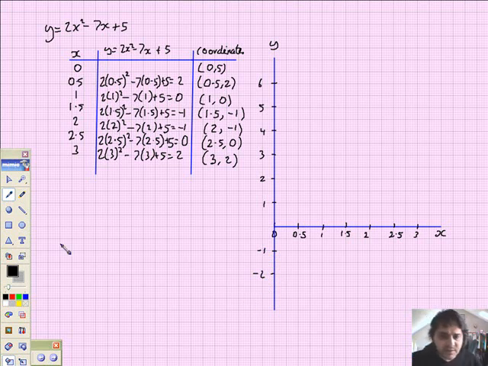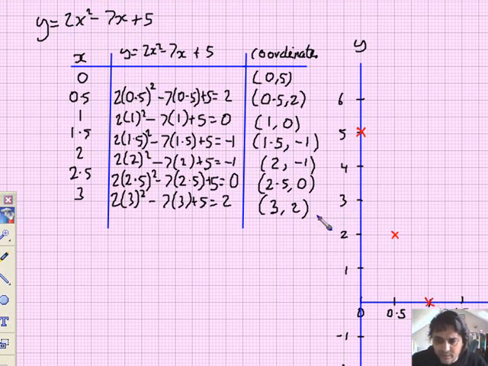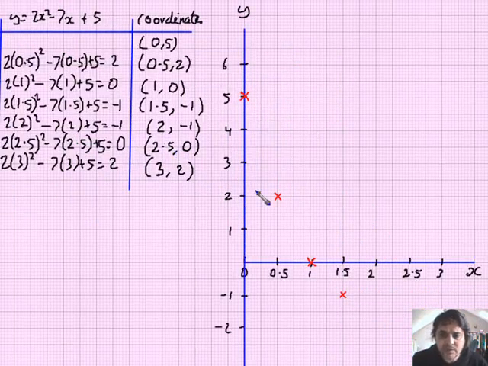Right, get plotting straight away in red. Come on, let's do this. Complicated graph, you know, the coordinates weren't bad. So 0, 5 is that one. And then 0.5, 2: 0.5 along and 2 up, there. 1, 0, there. 1.5, -1, so that's there. 2, -1, that's there. 2.5, 0, that's there. And 3, 2 is here.